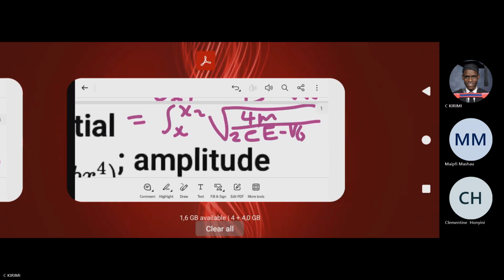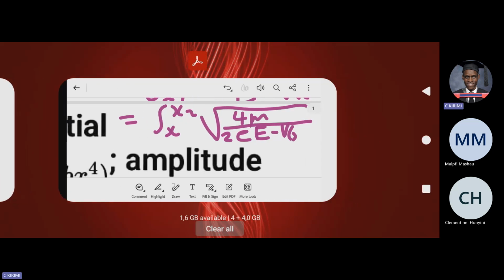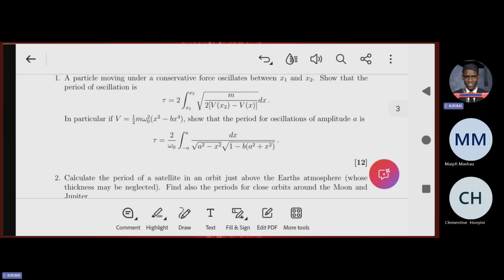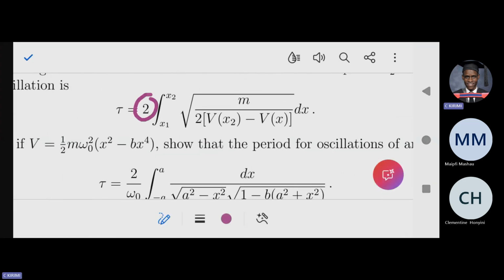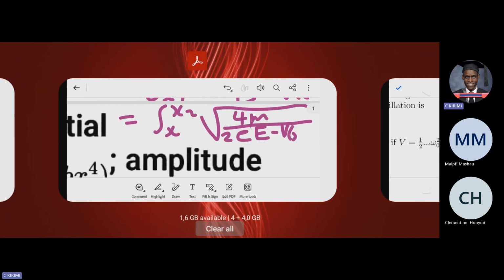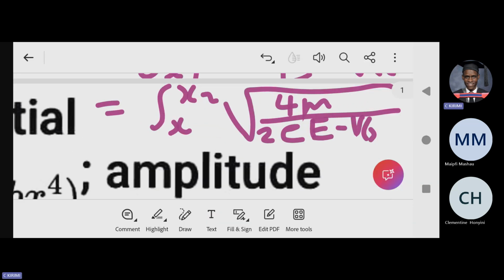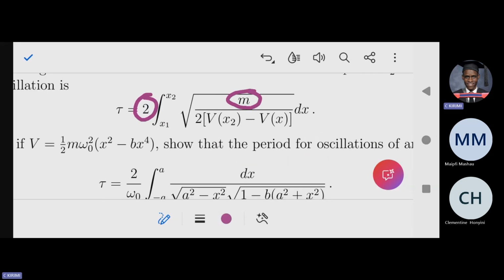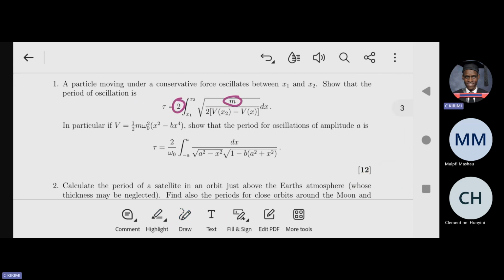Then instead of it being 4m, it's going to be only m, because the 4 we have taken outside the integral. Square root of 4 is 2. Now outside the integral, what is left is only m. The 4 took it outside the integral, the square root sign becomes 2. E, we change it to V of x2. That was previously our E. So we have shown that first part which you are supposed to show.